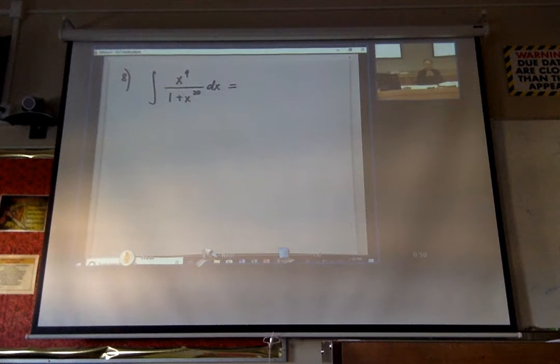Well, any thoughts about substitution? Right or wrong, it doesn't make a difference right now. So what do you think? What is your substitution? I'm just going to say yes or no. X to the 20th? No. X to the 9th? No. Would you use the whole thing? No. 1 plus x to the 20th? No.